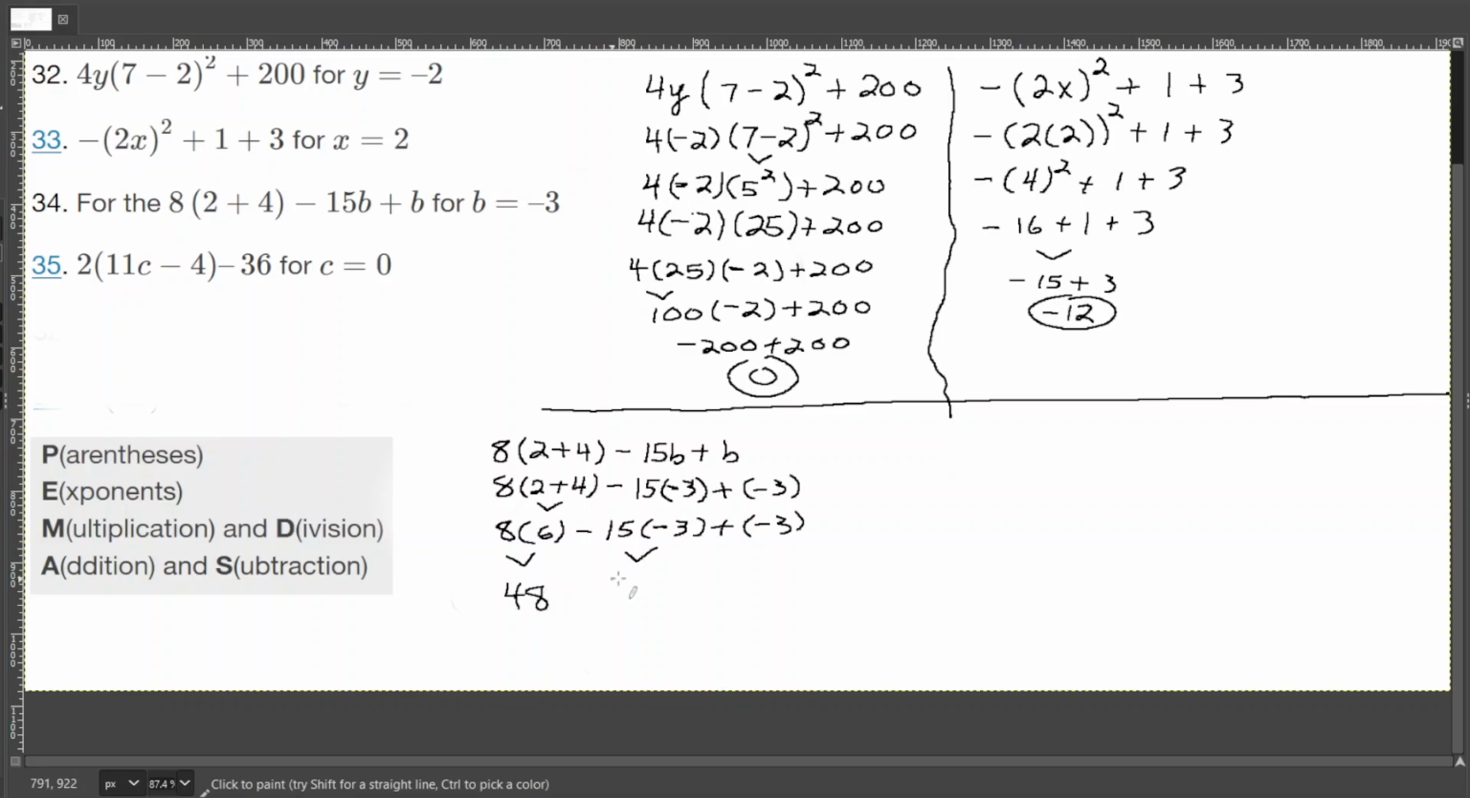Now what I want to do here is I want to look at this as negative 15 times negative 3. So that's going to be plus 45. Okay, now it would be minus negative 45, so I'll do it over here. So it would have been 48 minus negative 45. But we can rewrite subtraction as addition with keep change change. So that turns into 48 plus 45, okay?